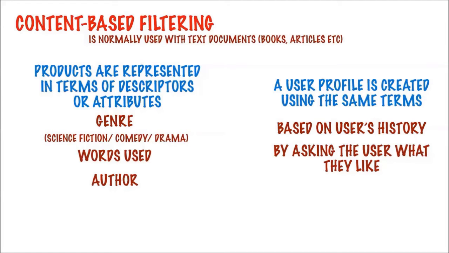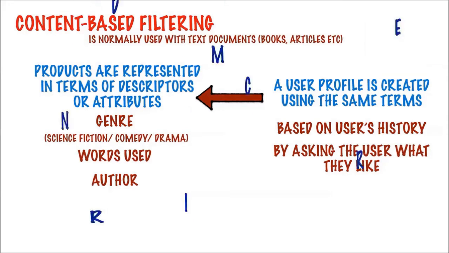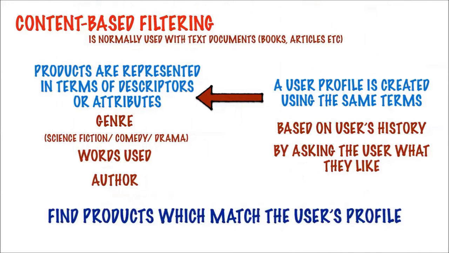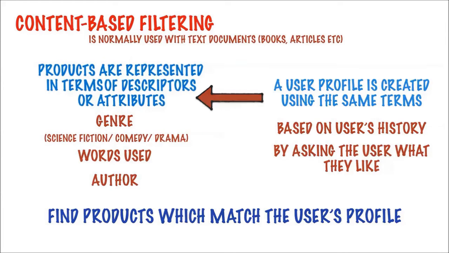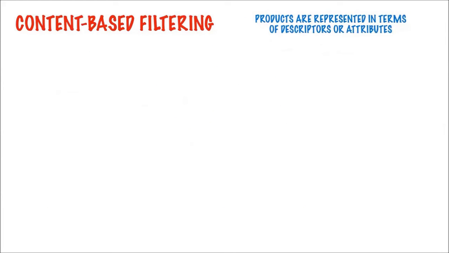So in content-based filtering, the first step is to take all your products and all your users and map them to these factors that you've identified. Factors that you believe are influential in deciding whether a user likes a particular product or not. Once you've done that, you could find recommendations for that user by finding products which are close to the user's profile. So that's the basic idea of content-based filtering. Let's take an example now and see exactly how this works.